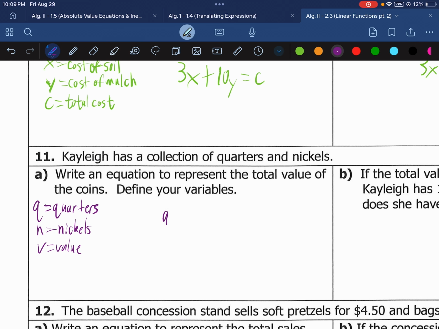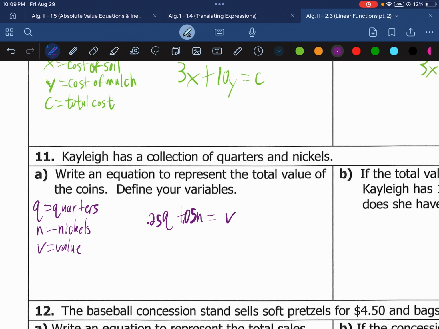So we can't just take the number of quarters plus the number of nickels and get the total value of the coins. Instead, we have to do 0.25 times the quarters for 25 cents for every quarter, and 0.05 times the number of nickels. I'm going to write a bigger 0.05 here.